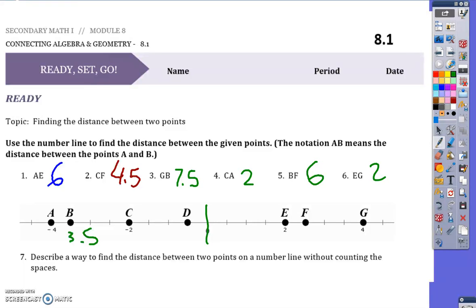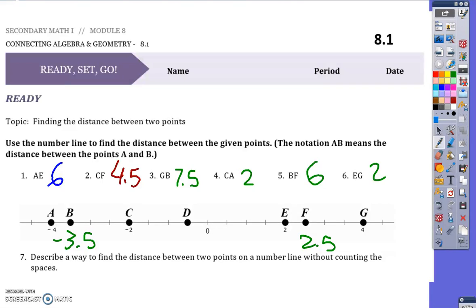C to A is 2. B to F we'll get back to. And E to G is 2. So B to F is the one I really want to spend some time talking about. So B is at -3.5, and F is at 2.5, and so this is a positive 3.5 away from 0 and a positive 2.5 away from 0, giving us a total of 6 spaces.